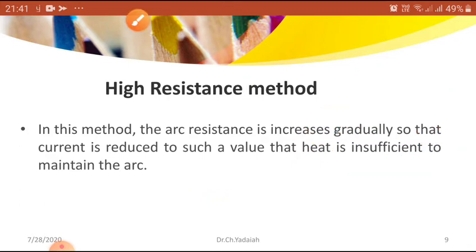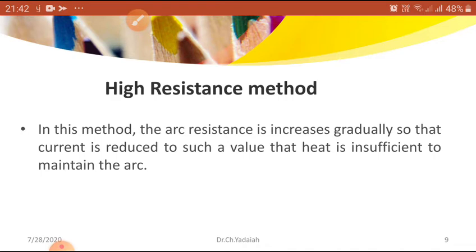I think you understood. Once separation takes place, the arc is present, and the arc has some resistance value. If by using different methods you increase this arc resistance in ohms, then the current in amps will decrease. If the current decreases, the heat I square RT by J will develop less. If the heat is less, then the temperature needed to ignite the arc is reduced, and it is unable to maintain the arc. So this can be done in this high resistance method.